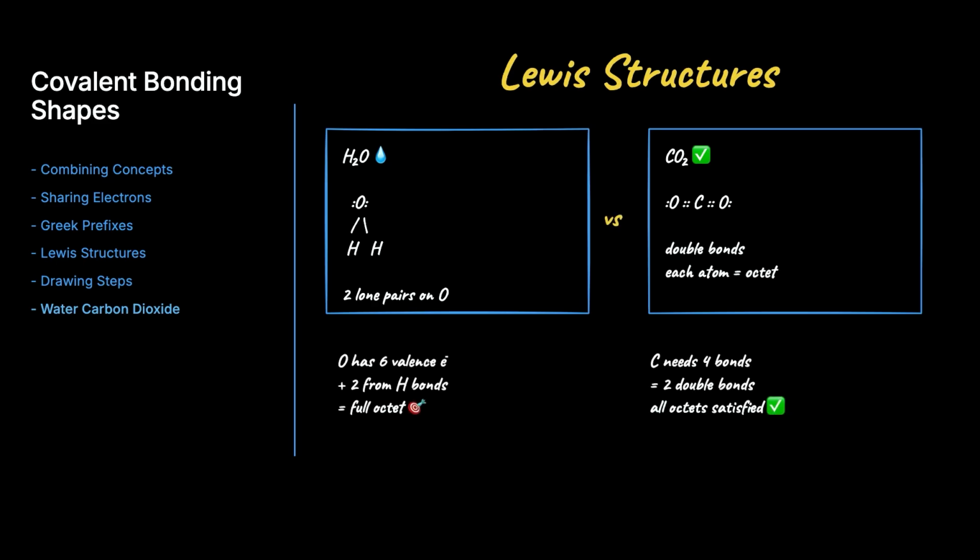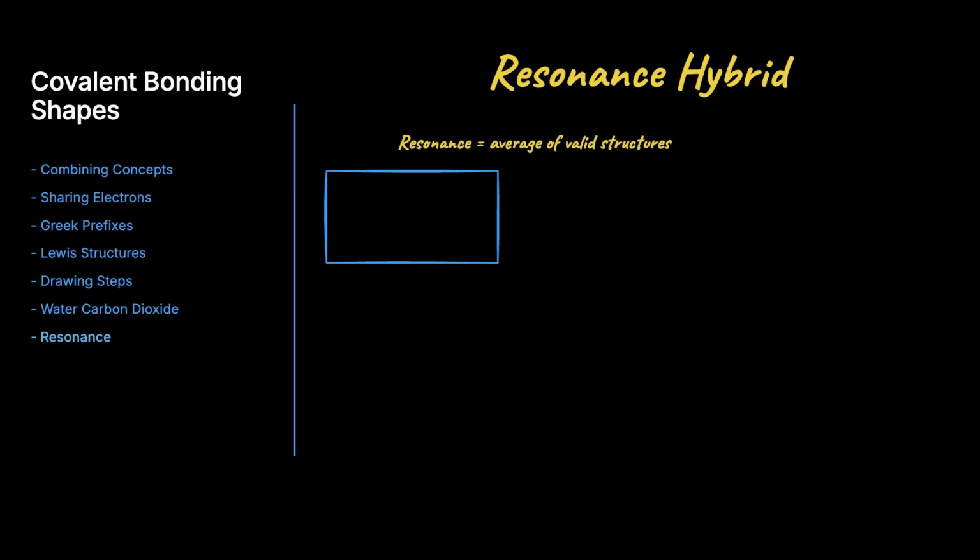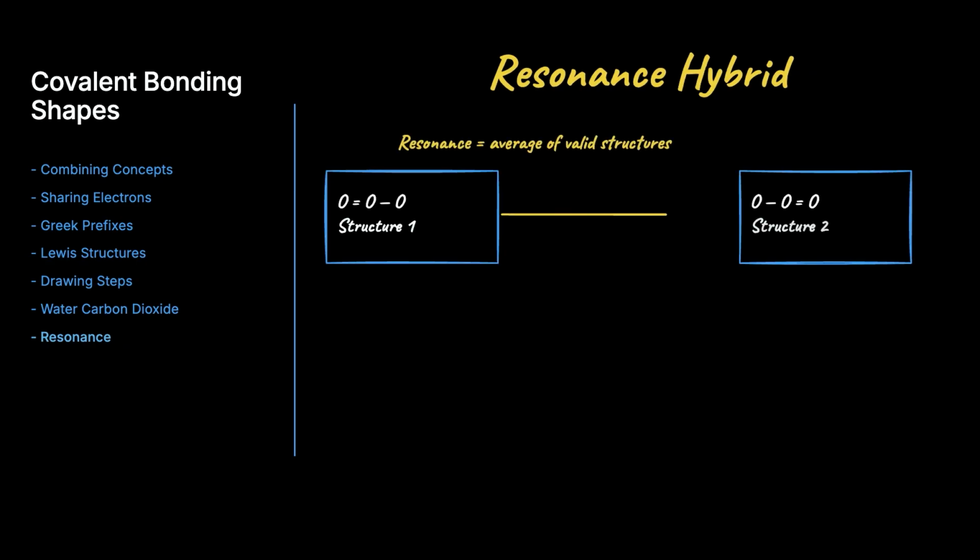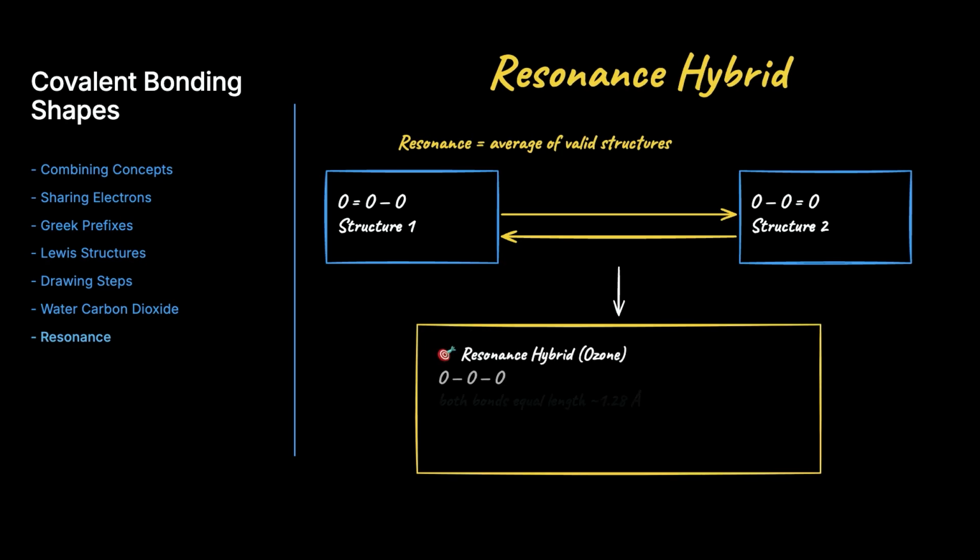Now picture carbon dioxide. Carbon sits between 2 oxygens, but single bonds leave carbon short. So each oxygen forms a double bond to carbon. Both atoms then reach a full satisfied octet. A molecule can sometimes be drawn correctly in two or more equally valid ways that differ only in where a double bond sits. The real structure is then an average of them all, which we call a resonance hybrid. Ozone is the classic case, where the true molecule blends both drawings into one smooth, even reality.